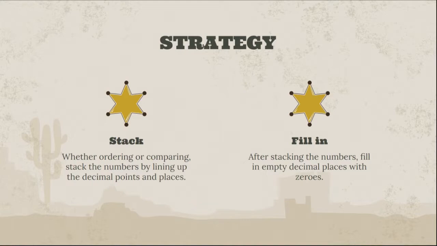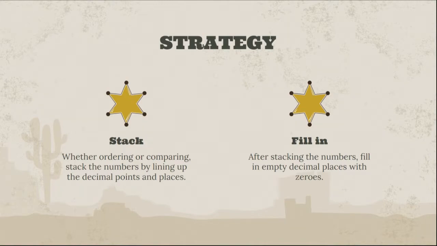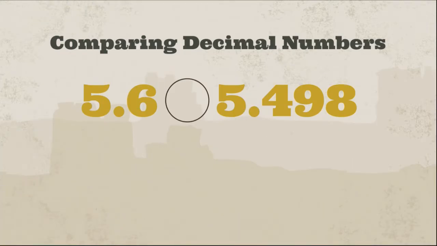So, the strategy. Right off the bat, let's talk strategy. We're going to stack our numbers. I don't care if we're ordering or comparing, we're going to stack the numbers. We're going to make sure that we line up the decimal points and all of the places: ones with ones, tenths with tenths, etc. And once we've stacked the numbers, we're going to fill in any empty decimal places with zeros. So that's my strategy, and as we work through these examples, that's what I'm going to keep coming back to. Stacking and filling in.